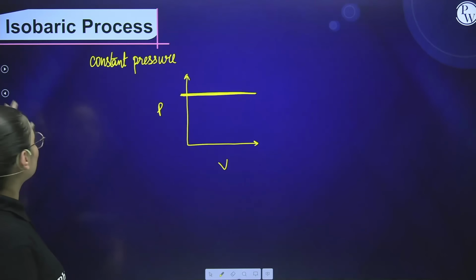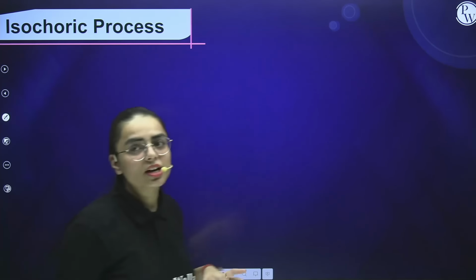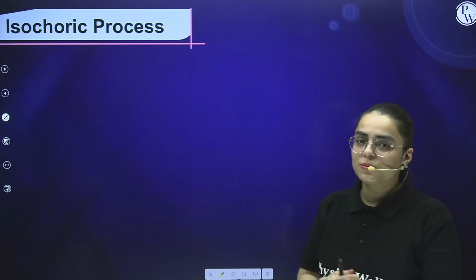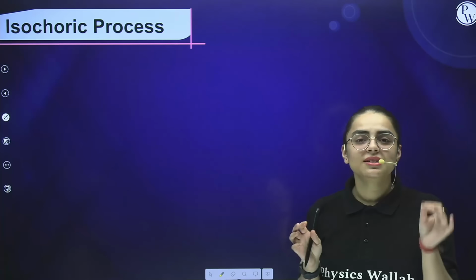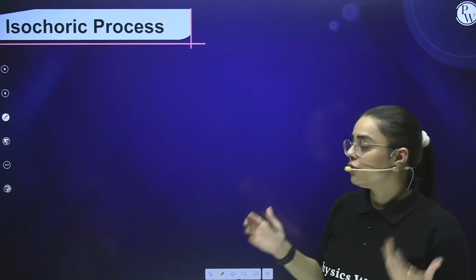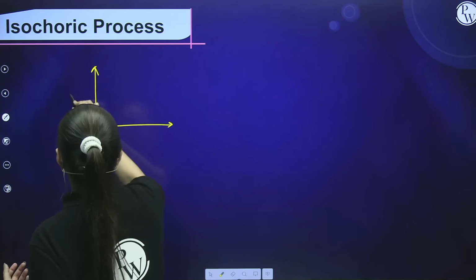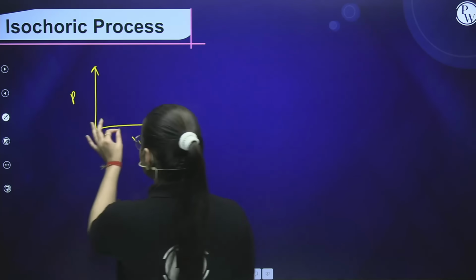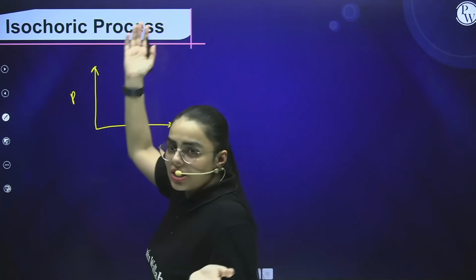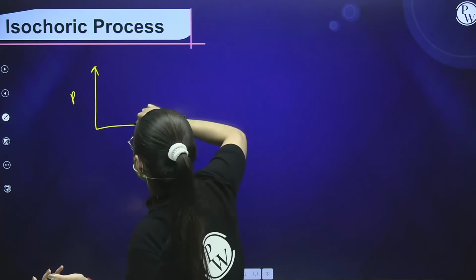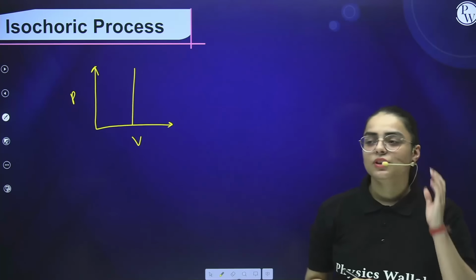Now if I talk about the next process, that is isochoric. For the case of isochoric, we observe that there is going to be the same volume. Clear? Now for the same volume, what is the graph we are going to obtain? See, here is the pressure, here's the volume. Volume is now kept as a constant, but pressure can change. If pressure can change, we are going to get this graph. Okay, we are going to get this graph.